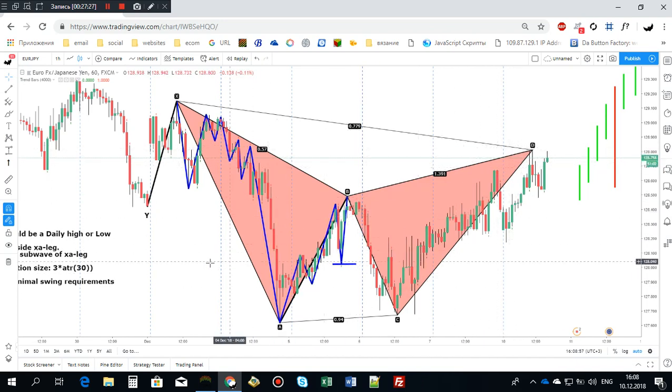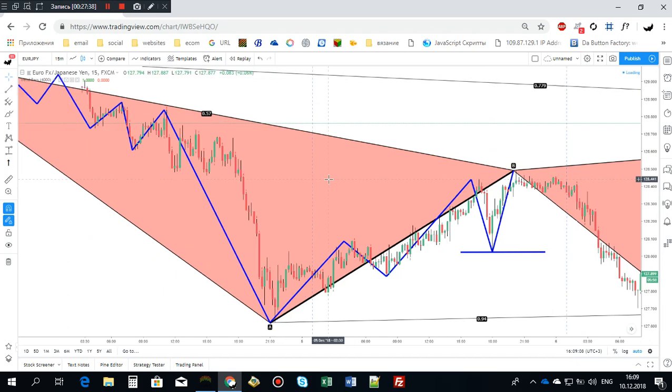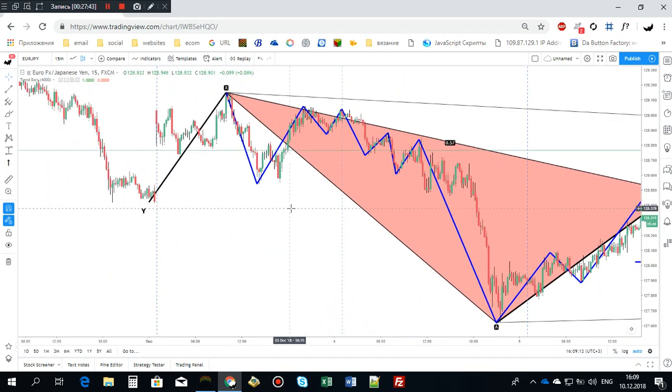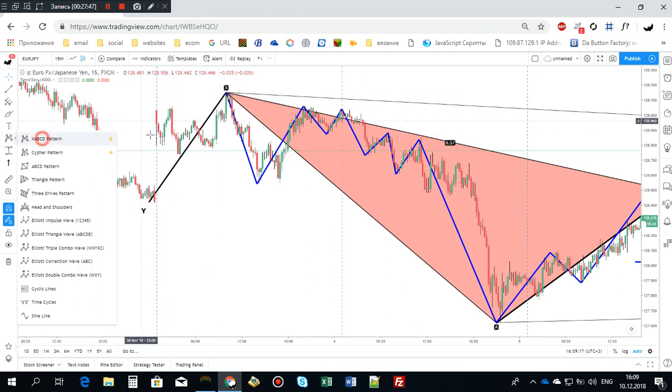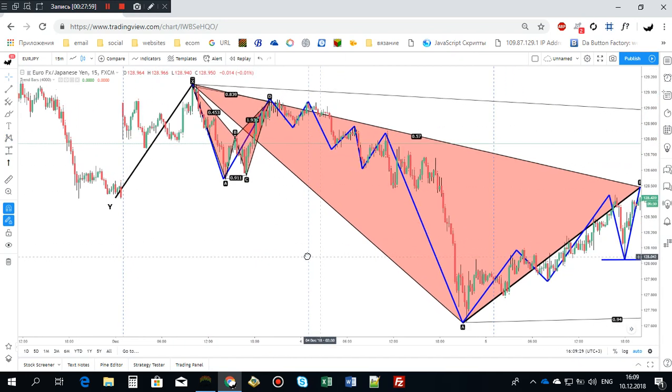Either the pattern will work or not work. The pattern gives you a major structure. You can even switch to 15-minute. On 15-minute you have a swing identification already drawn based on this charting technique, and you can draw the patterns according to that. X to A to B to C to D. Wonderful.